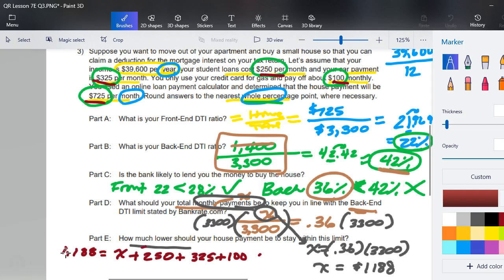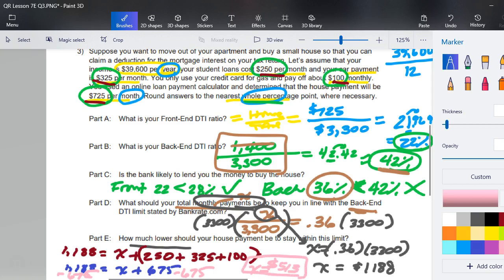So I'm going to add all of these together and then subtract them from both sides. I'm grabbing calculator once again. I get 250 plus 325 plus 100, and I get that, another color. My 1188 is X plus $675. So I now need to take the 675 off of the right-hand side and off of the left-hand side, and then I'm going to come up with the fact that 1188 minus $675, my house payment to stay within this, which one were we looking at? The back end DTI, to keep it at 36% or less, my house payment cannot go over $513.